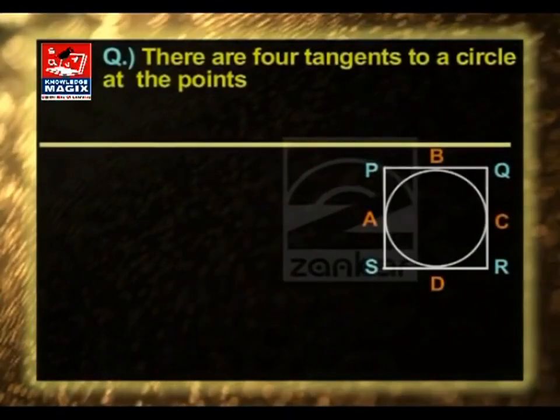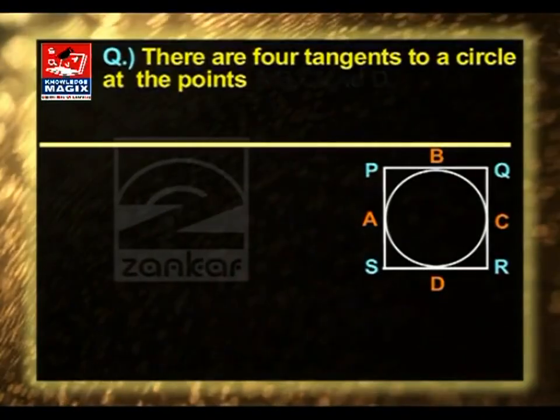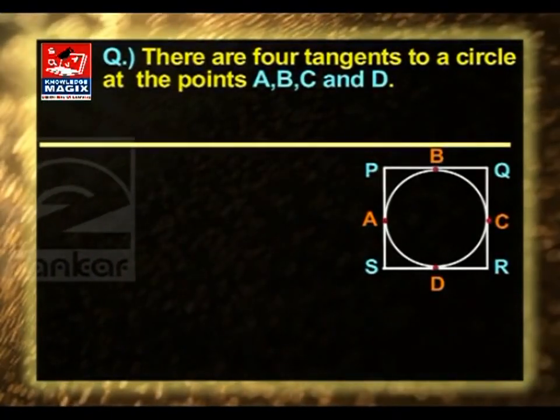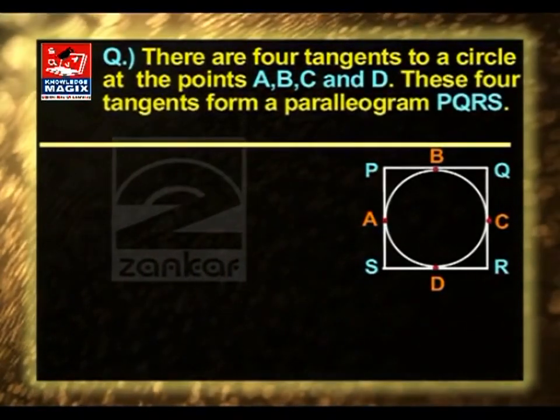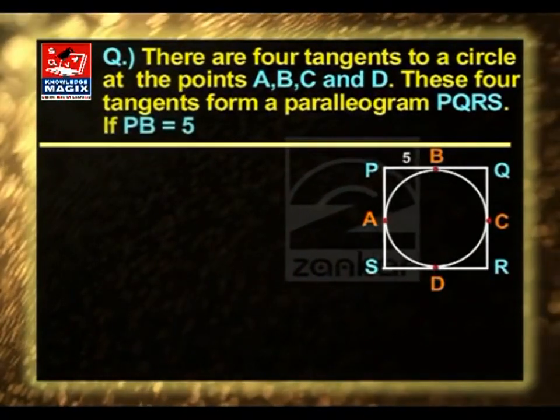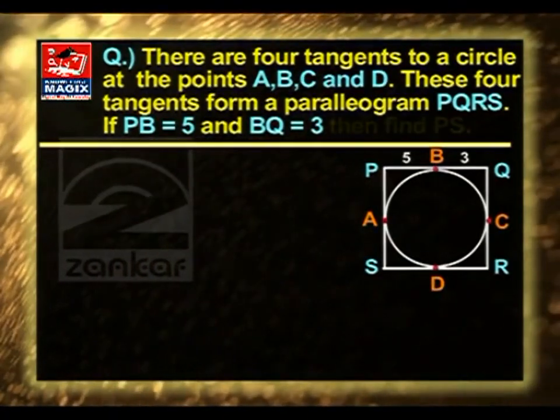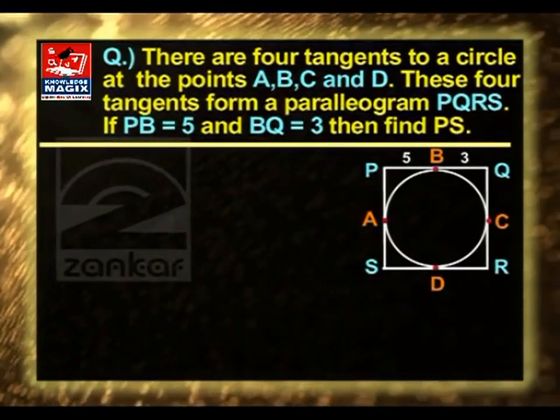Next question. In the given figure, there are 4 tangents to a circle at the points A, B, C, D. These 4 tangents form a parallelogram PQRS. If PB is equal to 5, BQ is equal to 3, then find PS.